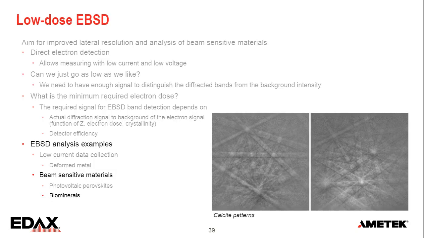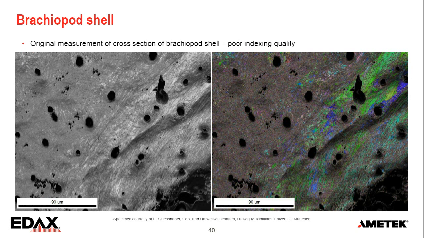Now then, another class of materials that can be very tricky for EBSD, biominerals. And one of the reasons those are so difficult is because there is organic material in between the grains. And when you hit that with the beam, the organic material will disintegrate and effectively coat the sample right next to your beam, and then you lose all the diffracted signal. So just as an example for that, this is a cross-section through a brachiopod shell.